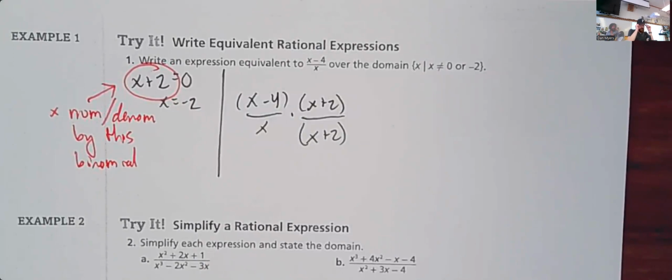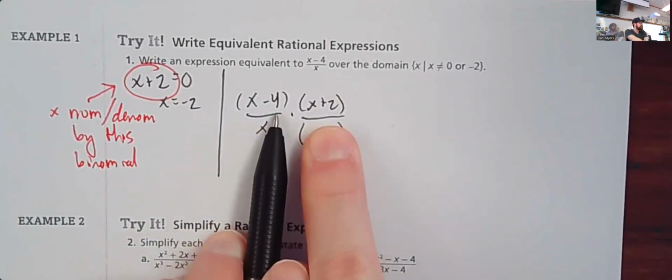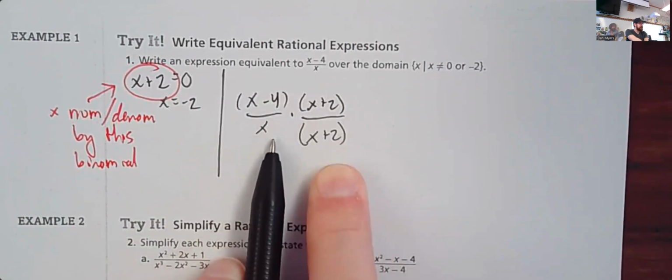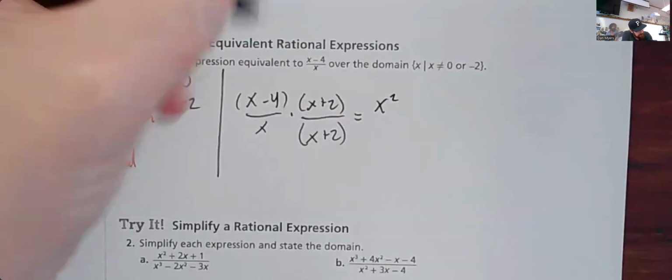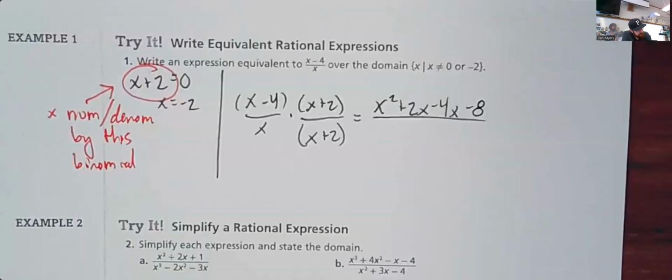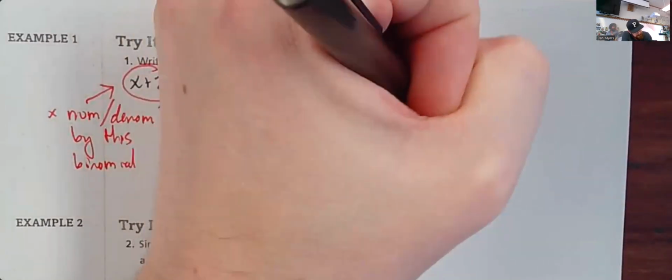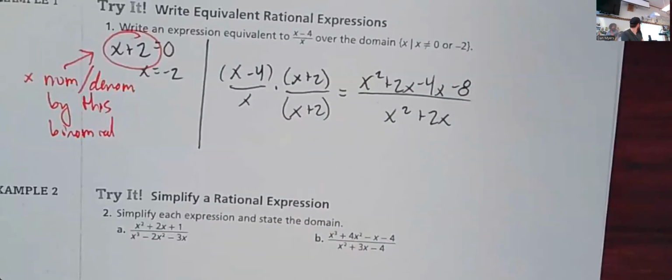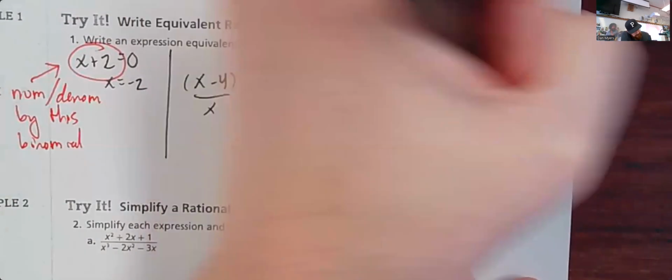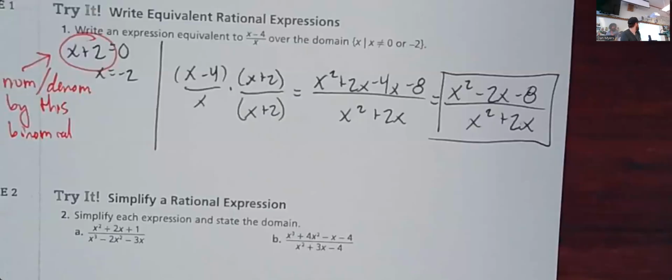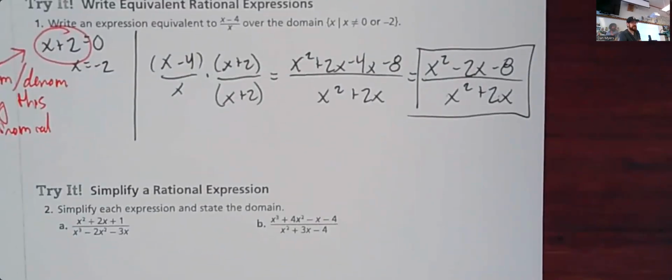So on the numerator, we're going to go ahead and FOIL. So FOIL on the numerator, distribute on the denominator, and we'll be good to go from there. So on the numerator, we're going to get first, that's x squared. Outer is 2x. Inner is minus 4x. And last is going to be minus 8 over x squared plus 2x. And then we can add the two terms in the middle together. And that'll give us x squared minus 2x minus 8 over x squared plus 2x. And that is one possible solution.